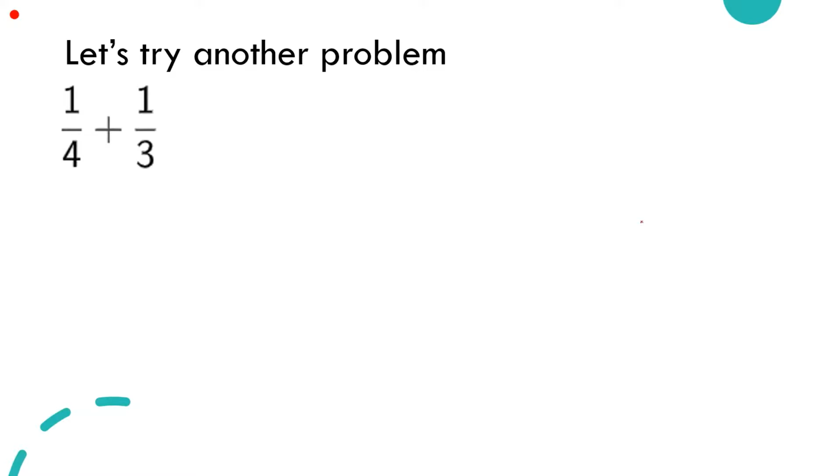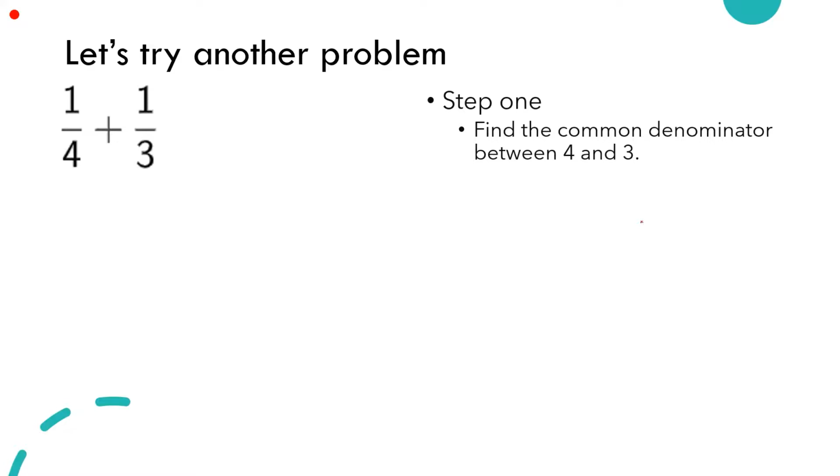Alright, so hopefully you were able to solve this problem. So what was the first step? Step 1, you probably had to find the common denominator between 4 and 3. How do we find the common denominator again? We have to list the multiples. So the multiples of 3 are 3, 6, 9, 12, 15. I'm just going to go up to 15, because I don't think we'll need to go any farther. Sometimes we may have to go a little farther than that.